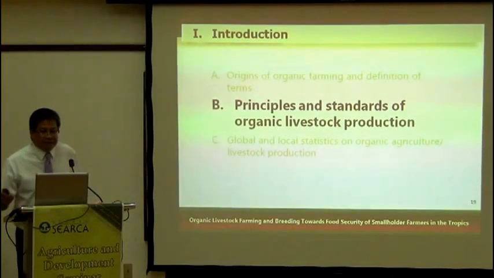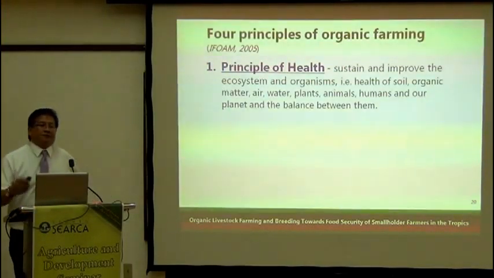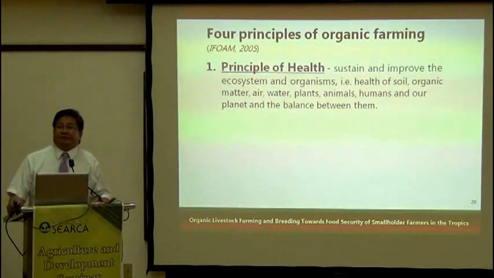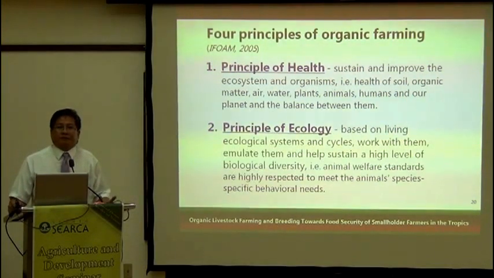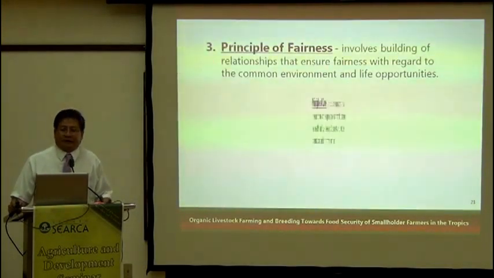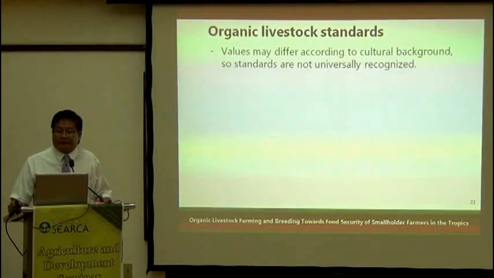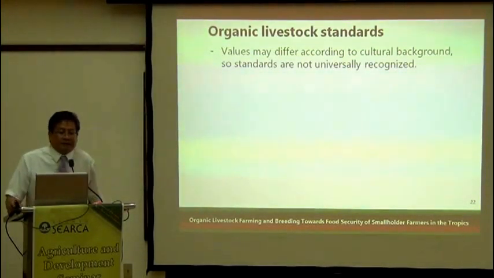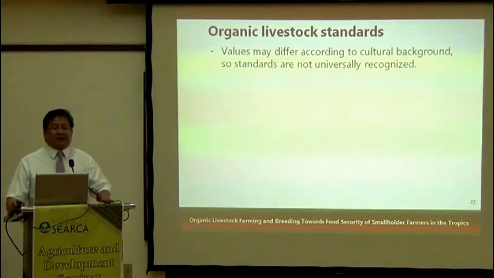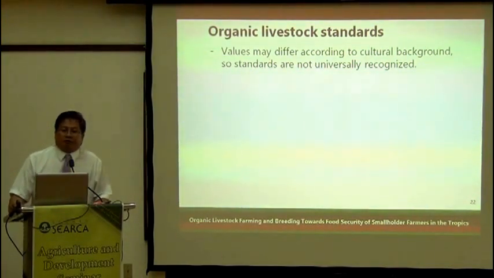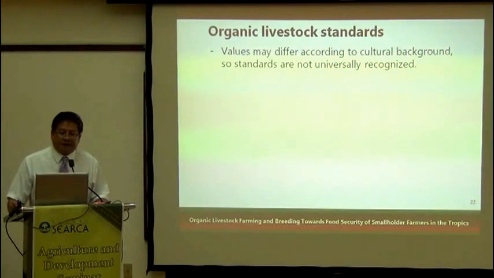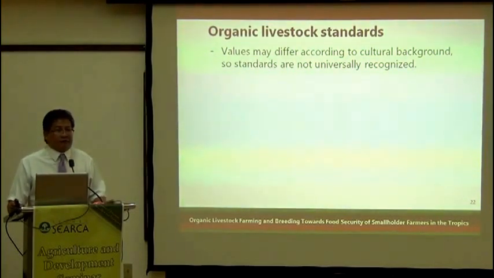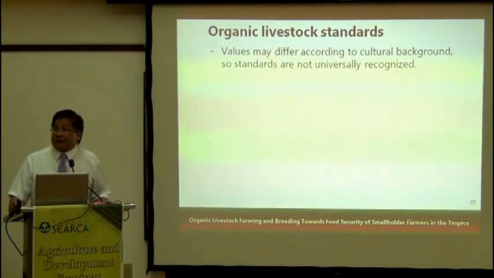Let me talk about principles. The principles used in organic agriculture are the same principles being used in organic livestock farming. And this would include, just like many of you know, principles of health, principles of ecology, principles of fairness, and principle of care. And that leading eventually to what is known as organic livestock standards. The values in this case would actually differ. Why do they differ? Mainly because of differences in culture and background. And therefore, the standards are not universally recognized.